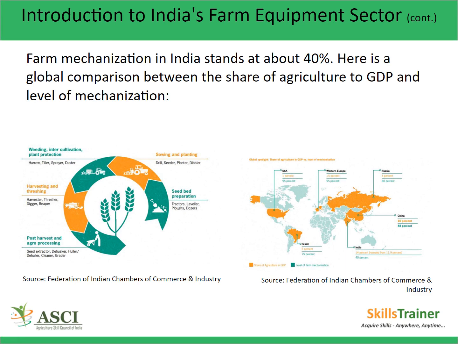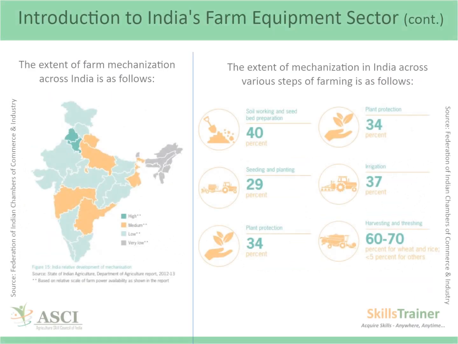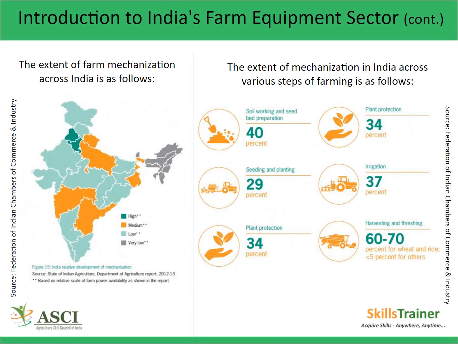Farm mechanization in India stands at about 40%. Here is a global comparison between the share of agriculture to GDP and level of mechanization. Dear trainees, please have a deep look at these pictures to understand the comparison. Dear trainees, on the left side, you can see the extent of farm mechanization across India, and on the right side, you can see the extent of mechanization in India across various steps of farming.